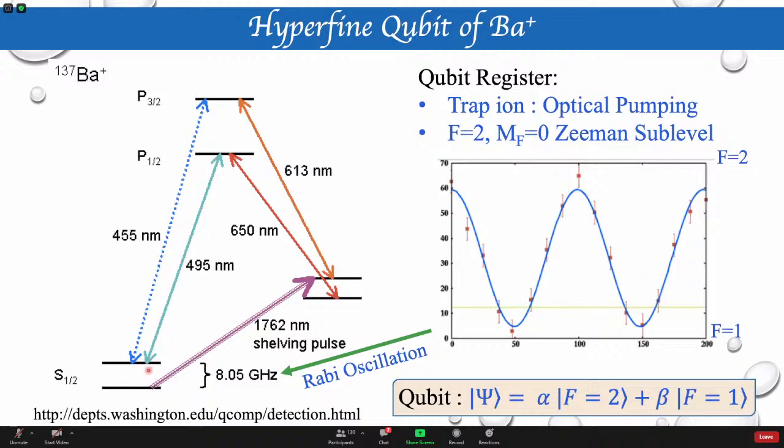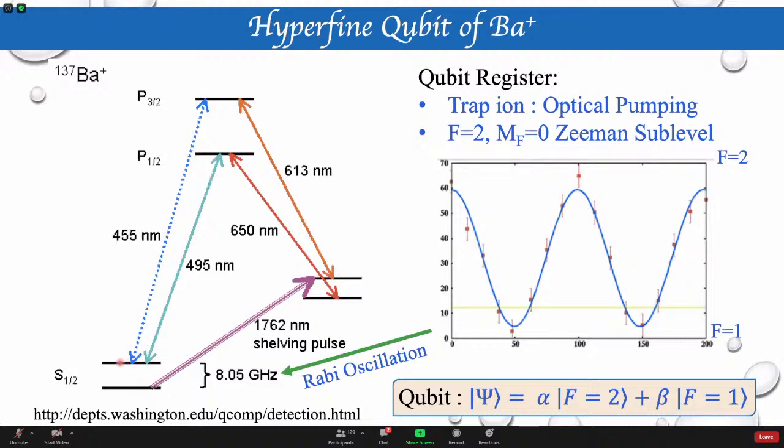So using this idea, using F equal to 1 and F equal to 2 as a basis, we can make the superposed state psi, which will be like alpha F2 plus beta F1. But alpha squared and beta squared will say how many atoms are in the F equal to 2 state and how many atoms are in the F equal to 1 state. So using that, we can build up the qubit register using the hyperfine states.